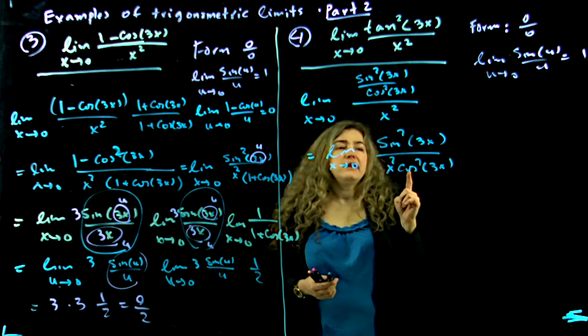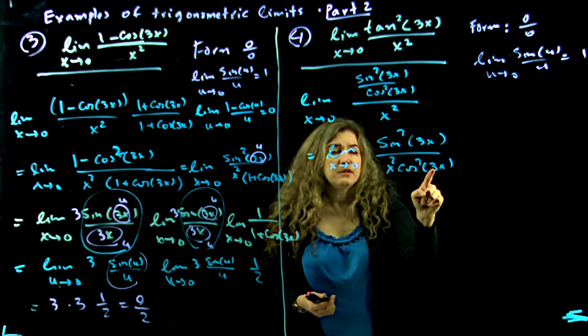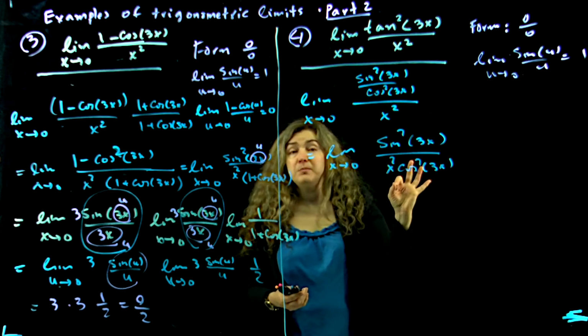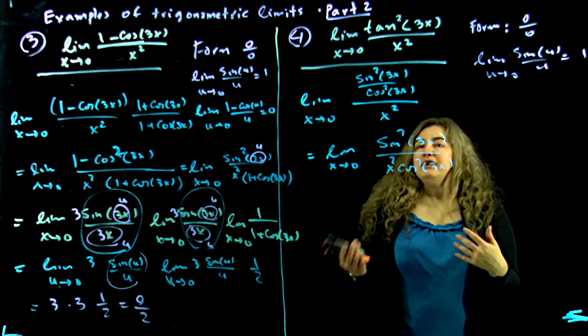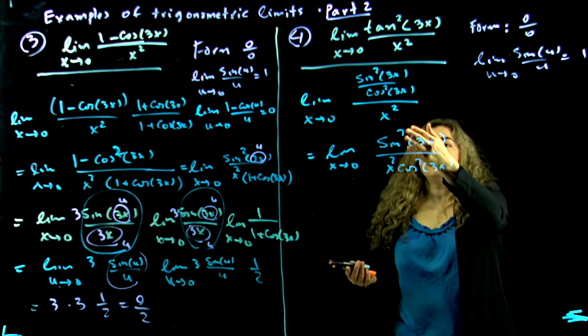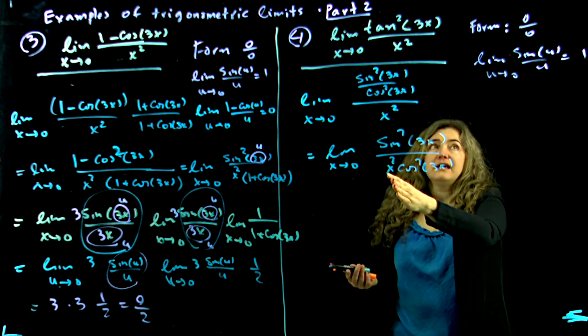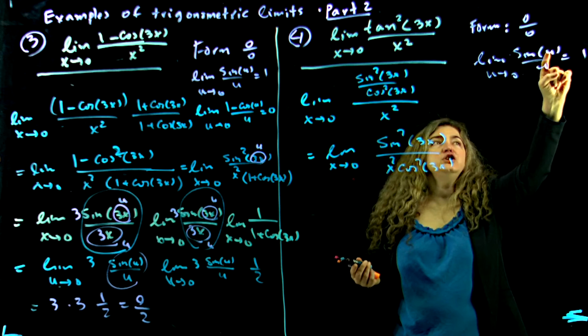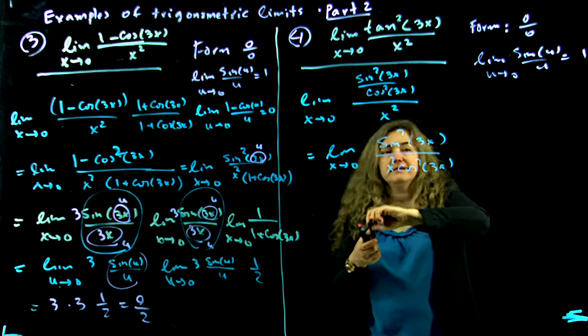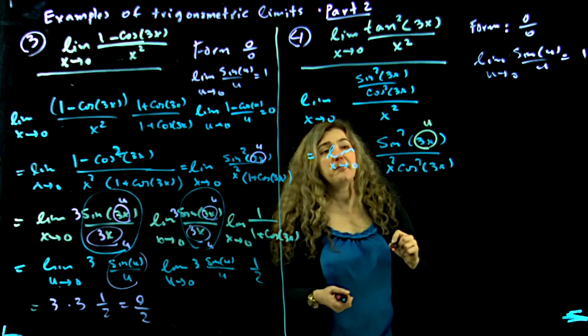Wait, one thing. Cosine of 3x as x approaches 0 is going to be 1. Cosine of 3x is not the problem. Where do I have the problem? I have things with sine and x to the power. But here, I want u to be the one inside. So I'm going to remember that.